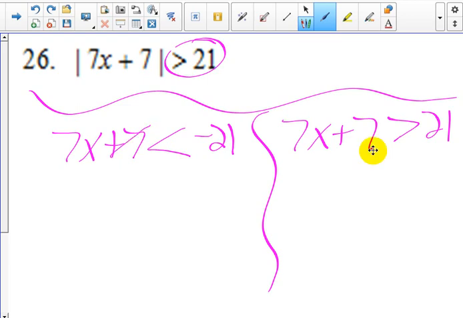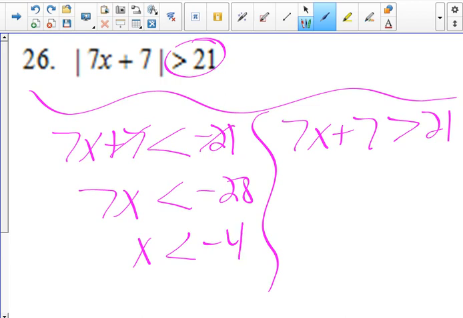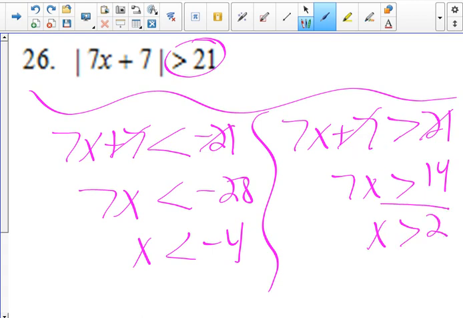So subtract 7 from each side and you get -28 is greater than 7x. Divide each side by 7 and you get x is less than -4. Over here, subtract 7 from each side and you're going to get a 14, and then 7x is greater than 14. Divide each side by 7 and you get x is greater than 2. So there's our two answers.